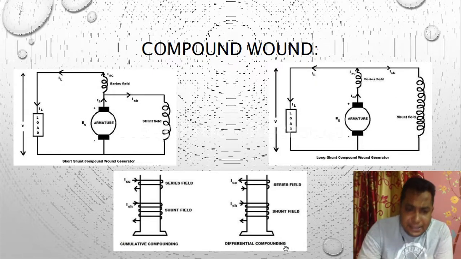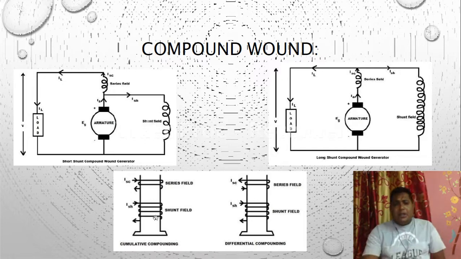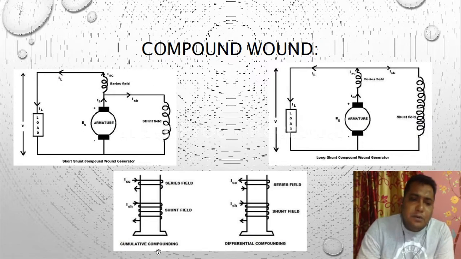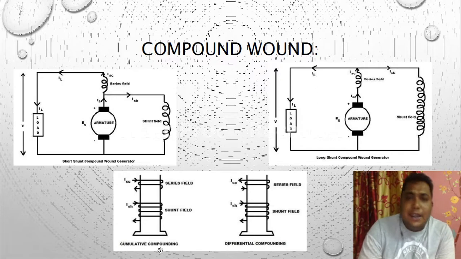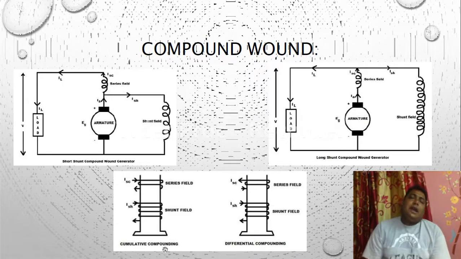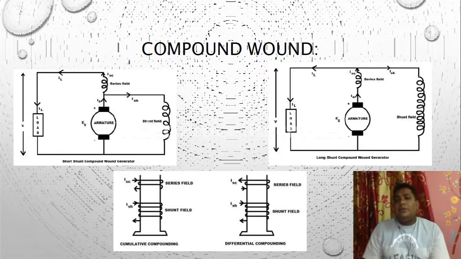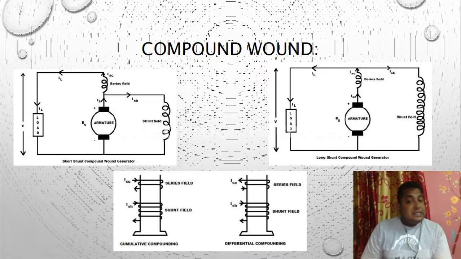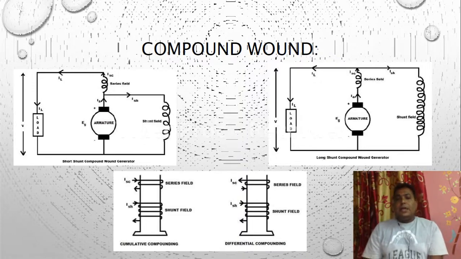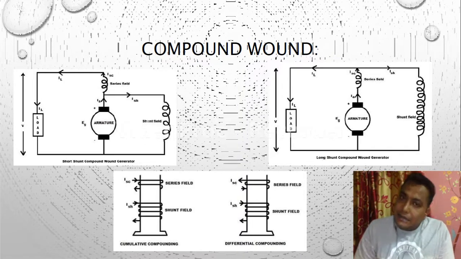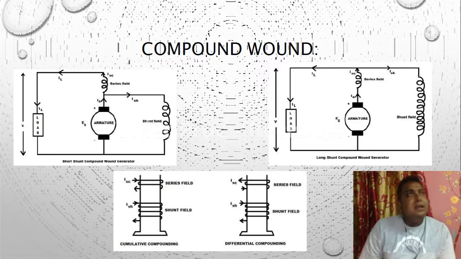Okay, and this below section is very important. So it is a cumulatively compound DC generator and differentially compound DC generator. See, cumulatively means it is additive and differential means it is subtractive. So how can we identify when it will be additive and when it will be subtractive? Just check in that picture what the current direction is. If both current directions are same, it will be additive. If it is opposite, then it will be subtractive.